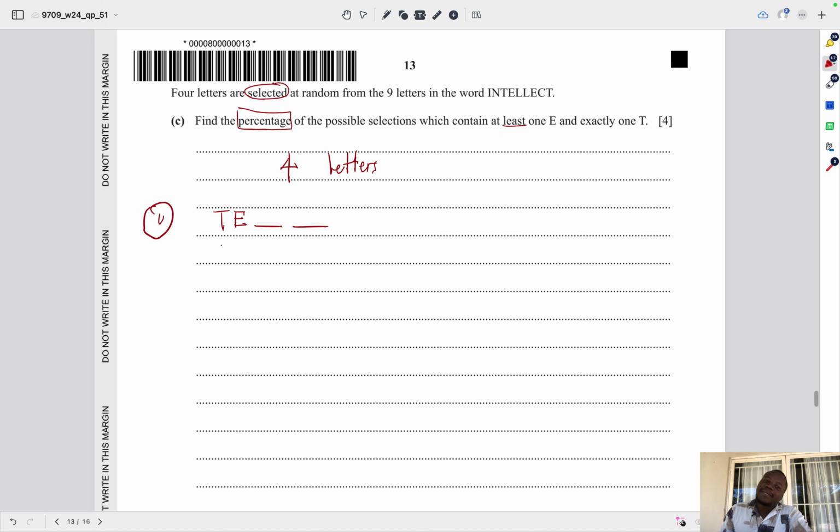Then the second part, we can have 1 T, 2 E's, like that. Which means for the other letters, we'll be just filling up 1 space. So remember, we've been told that there is at least 1 E and exactly 1 T. All right, which is fine. So now what we need to do is to separate these conditions.